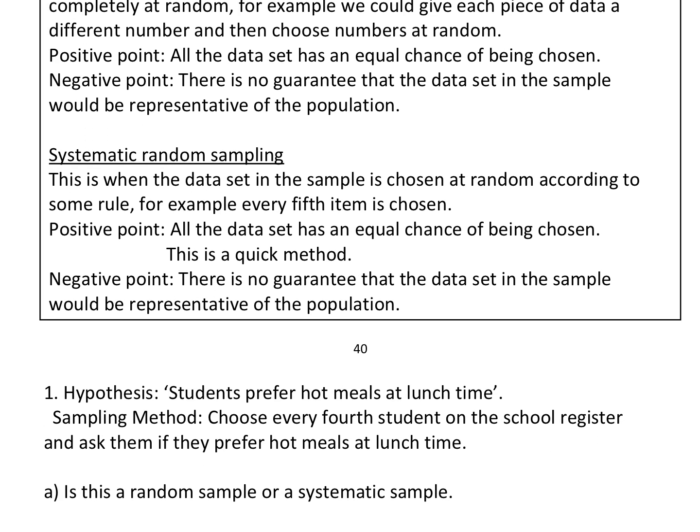Systematic random sampling. This is when the data set in the sample is chosen at random according to some rule. For example, every 5th item is chosen. So the positive point for that is that all the data set has an equal chance of being chosen, and this is a quick method. The negative point is there's no guarantee that the data set in the sample would be representative of the population again. There can be other issues with that. Let's say it was maybe a class list and you said, right, we want half the people, I'll choose every second person. If there were twins, say, in the class, you can guarantee that one will be chosen and one won't be chosen. There could be a few issues there.